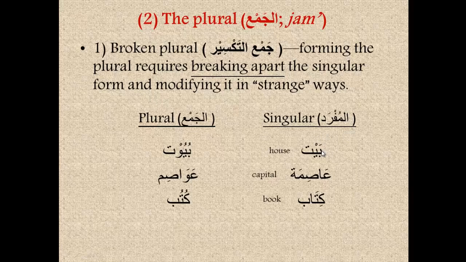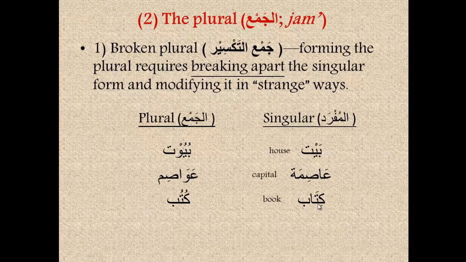We have bayt, which means house. The plural becomes buyut. So we have a very random waw thrown in there, and we've also changed the vowels on the ba and the ya to 2 dhammas. Next, we have the word asima, which means capital. Again, the plural becomes awasim. This is broken because we've split apart the word, we've thrown in a waw, we've dropped the ta marbuta. We've inserted the waw right between the ayn and the alif.